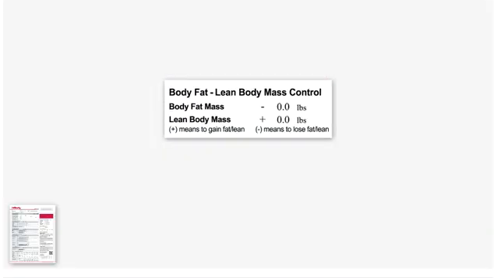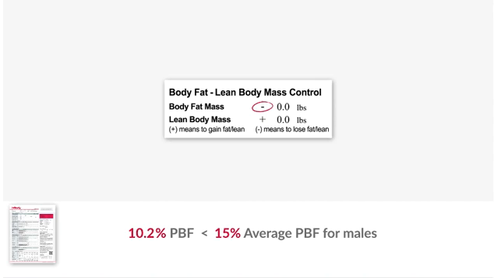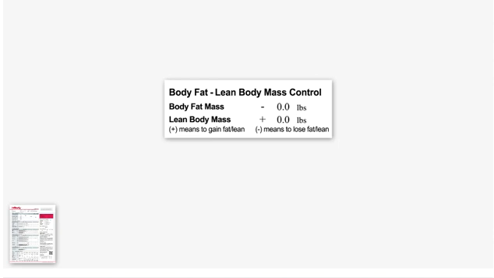The body fat lean body mass control serves as a general guide to identify what changes would need to be made in both body fat and lean body mass in order to get the client to the average percent body fat, which is 15% for males and 23% for females. In this case, no changes are recommended by the control because this client has 10.2% body fat, which is below the healthy average of 15% for males. This client, like most clients with a D shape, has sufficient lean and muscle mass. Therefore, no changes were recommended to lean body mass.